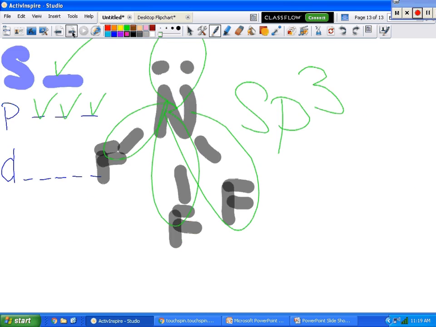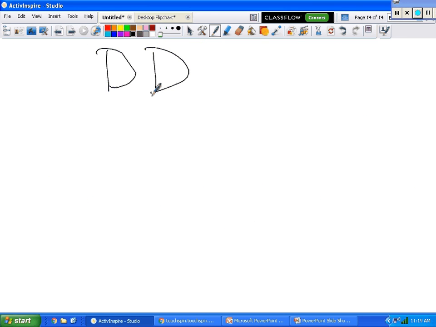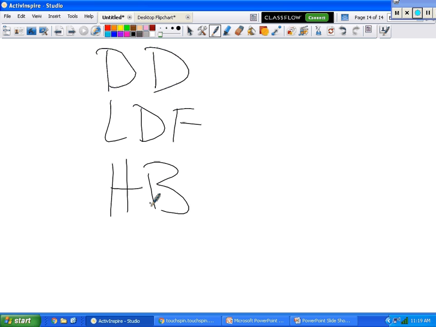Okay, all right. So we've got DD, LDF, and HB. DD is dipole-dipole, LDF is London dispersion force, and HB is hydrogen bond. Now, which one of these can it automatically not be? Why can it automatically not be hydrogen bonding? There is no hydrogen. In fact, there is some bonding going on because there's N and F, but it can't be hydrogen bonding because there is no hydrogen present.